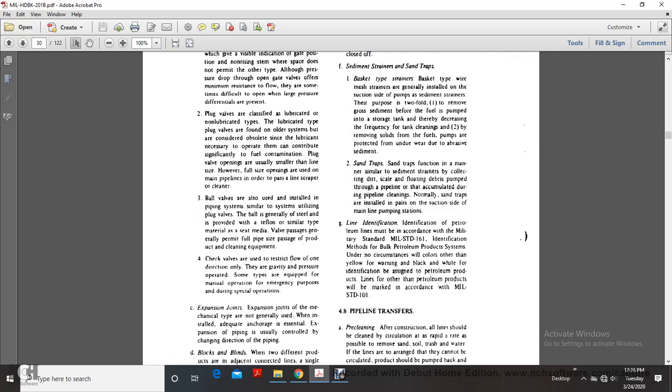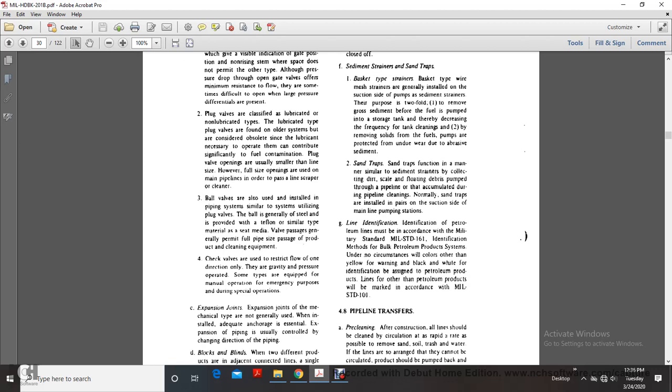Your ball valves are also usually installed in the piping system, or only with a system utilizing the plug valve. The ball is generally of steel and is provided with a Teflon or similar type of material for the seat. The valve passages generally permit full pipe size passage of product cleaning equipment. Check valves are used to restrict the flow to one direction only, with gravity or pressure for the operator, with some types of equipment having manual operation for emergency purposes during special operations.